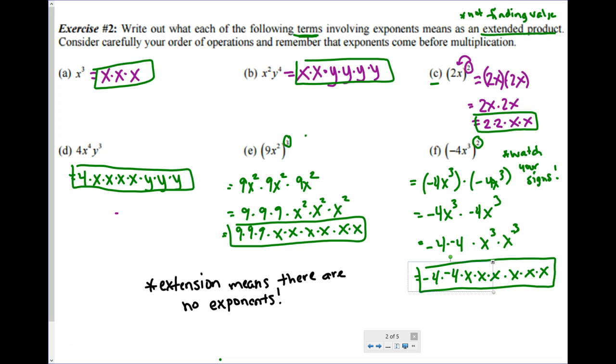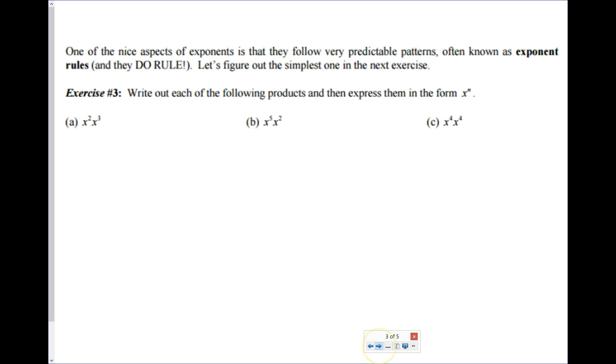Alright, let's take a look at exercise 3. One of the nice aspects of exponents is that they follow very predictable patterns. Patterns are great in math. It's something that you can see over and over again and it won't change. These patterns are known as exponent rules, and they do absolutely rule. They're very helpful and they help us do exponents quickly without having to make an extension. Let's figure out the simplest one in the next exercise.